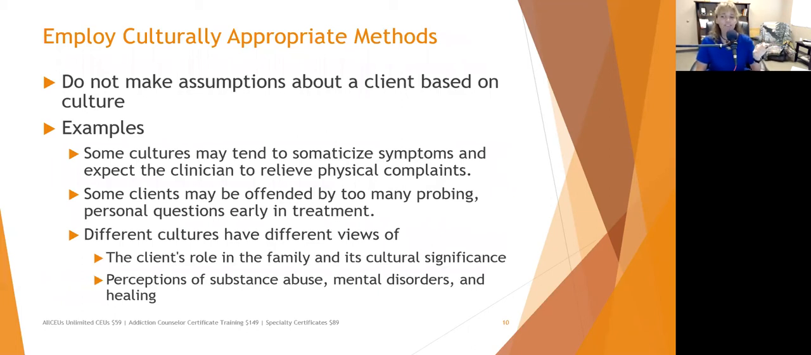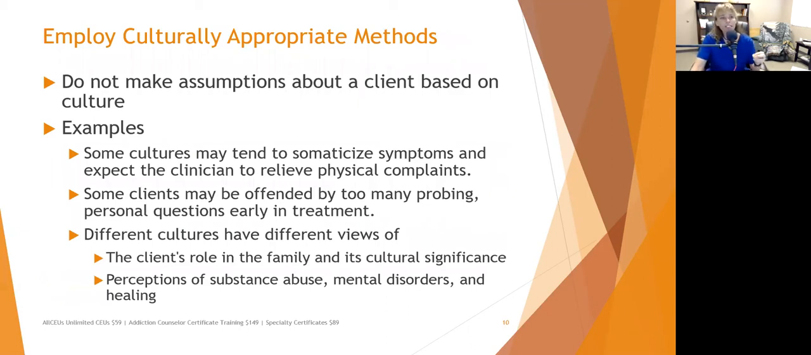Different cultures have different views of the client's role in the family and its cultural significance. So, we need to take into account who makes the decisions in the family and how this person fits in this family unit. And different cultures have different perceptions of substance abuse, mental disorders, and healing. So what causes them, why the person has them, whether they're bad or not, and how to address them.